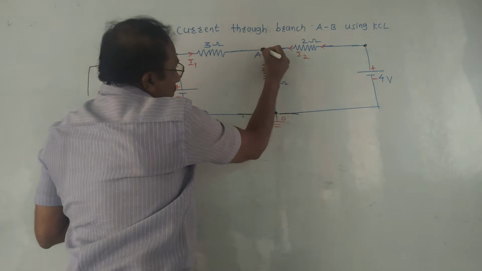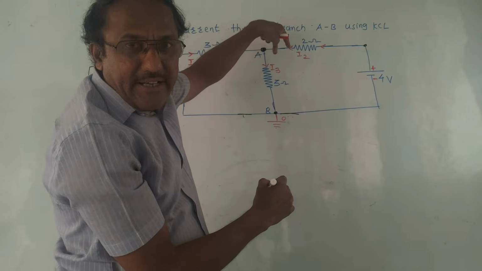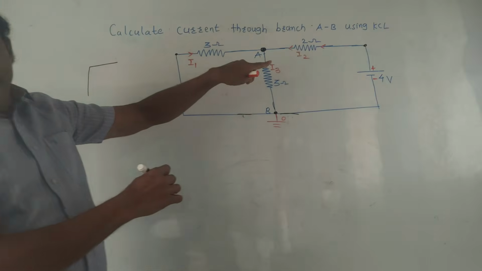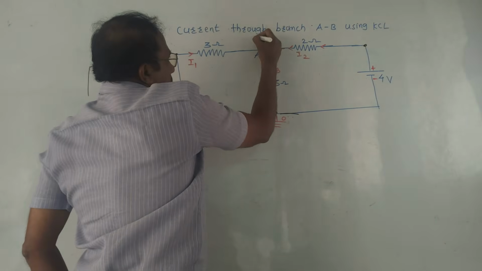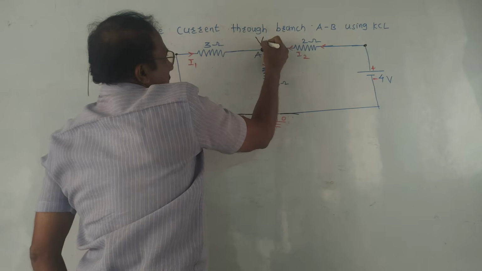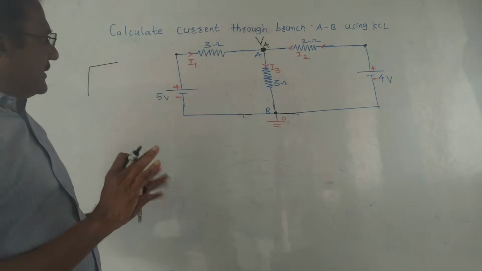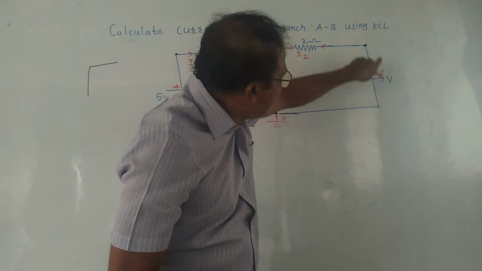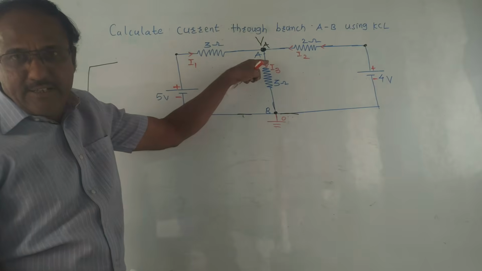This point is a node because 1, 2 and 3 branches are connected. So this is the node. We have marked in this diagram that there is one node at point A. I will assume the voltage at this point is VA because it is connected at point A. You can assume any notations. This is not a node, and this is not a node, because it is a single wire. Only this is the node where 3 branches are connected.